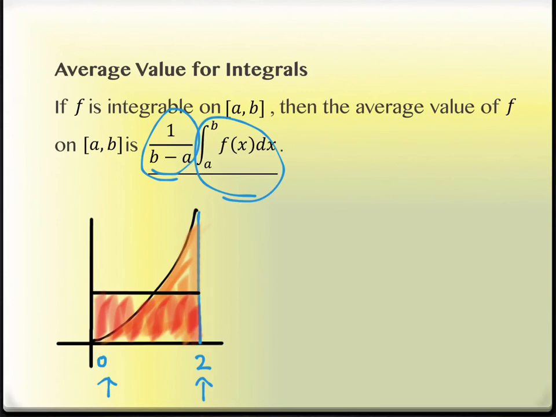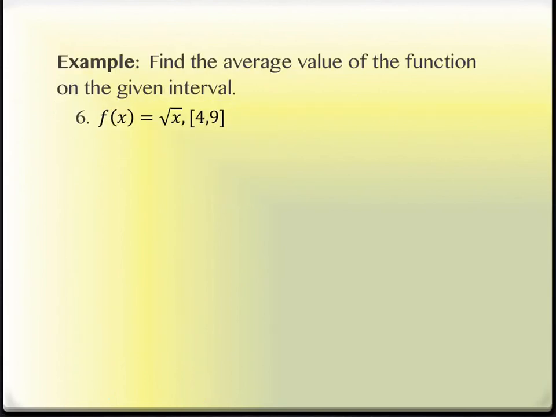And the manipulation for it is just like what we've already done. The only difference is that at the very beginning, I multiply by 1 over the width. Or you could say, I take the area that I find, and then I divide by the width. So on this particular problem, we have, in this case, a square root function. And I have the interval going from 4 to 9.